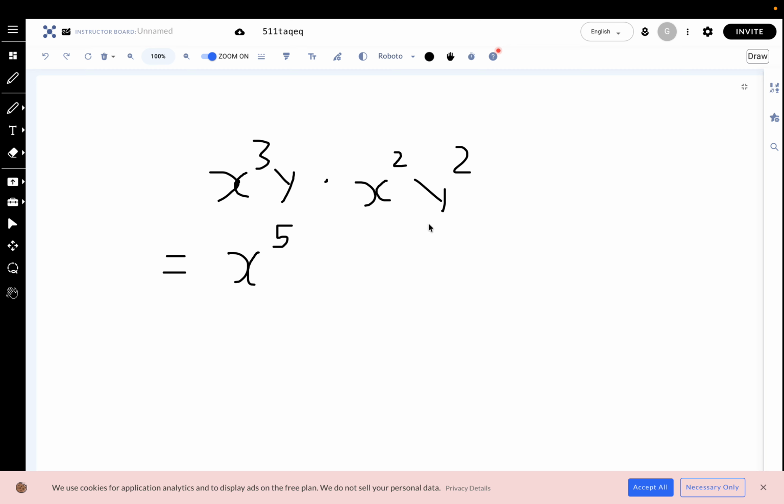And y times y, if you see nothing here, that is just 1, because y to the power of 1 is just y. So it's kind of like an invisible thing. So 1 plus 2, that's 3. So that's how you would evaluate it.